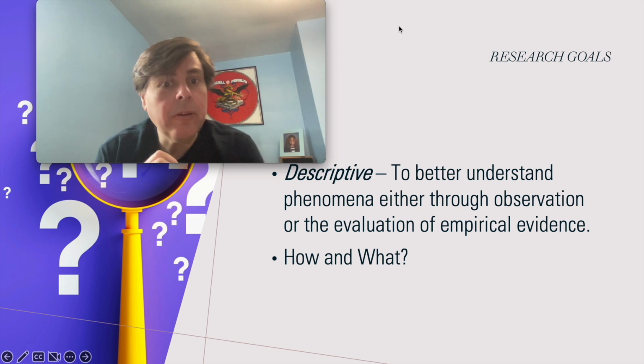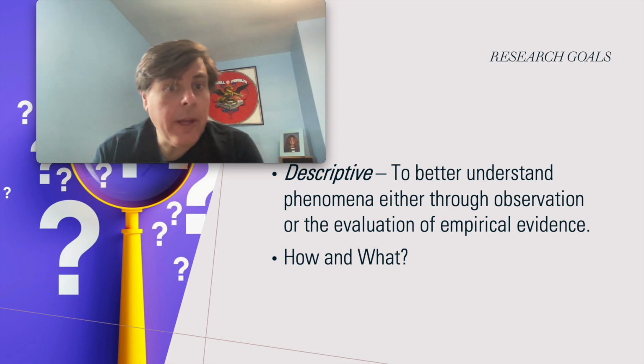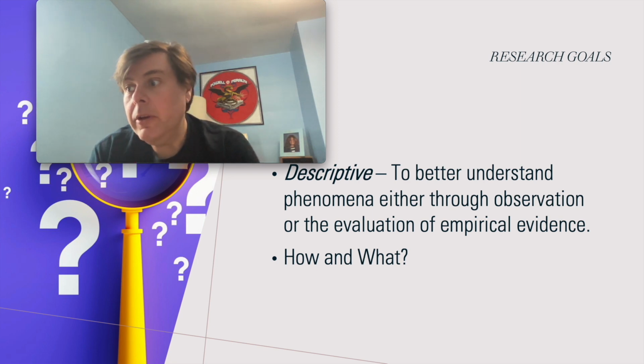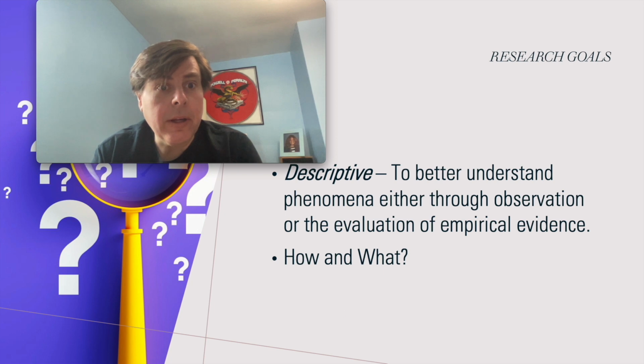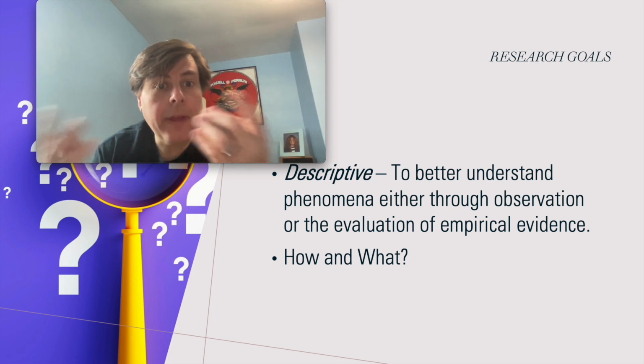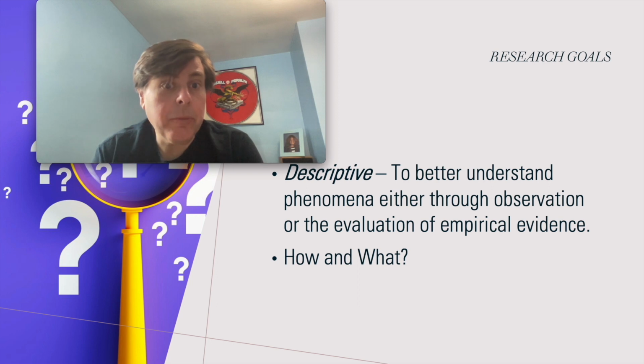The second of our types of research, descriptive research, is to better understand phenomena either through observation or the evaluation of empirical evidence. Here, we're going to go out and see what's going on, and then write up and describe it. This is a very common way of doing research in social sciences, and in some of the natural sciences as well. In the social sciences, often a good way to get a basic footing on some phenomena is to go out and observe it, talk to people, interview them, bring that information back, and then you can do some sort of preliminary analysis on what you've observed. So in this case, our real questions are how and what.